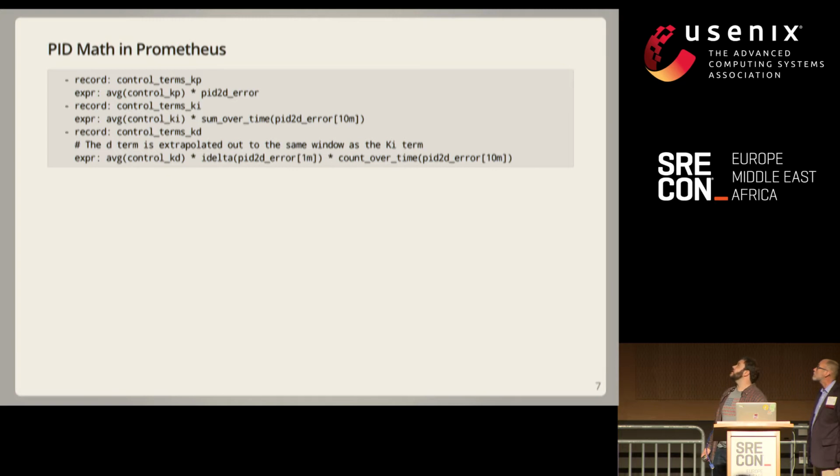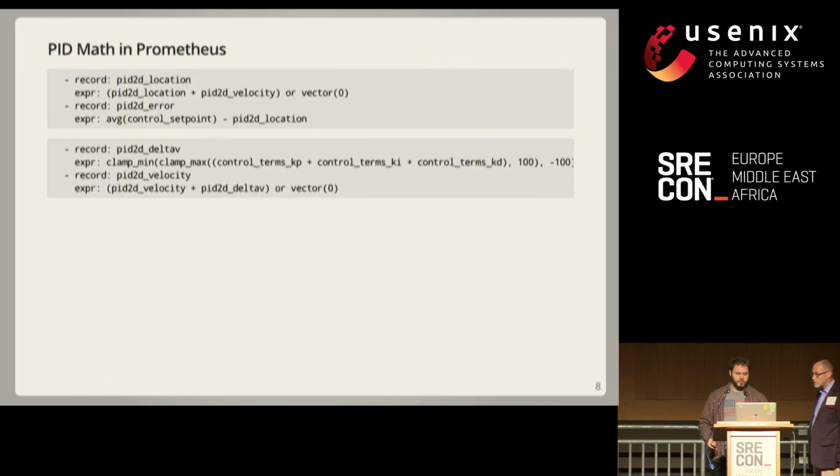And lastly, there is the D component, the derivative, which is the instantaneous delta, the change between the last 2 points in time that Prometheus has measured, multiplied by the count over time to predict out as far as the I term is, to calculate the window equal to the window length that we're using for our I term.